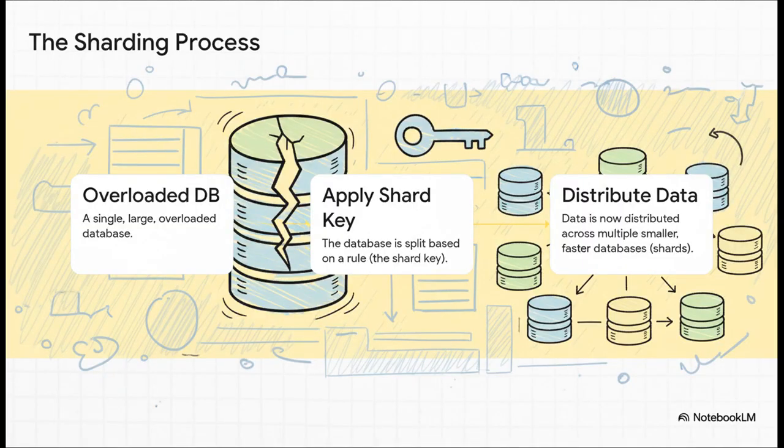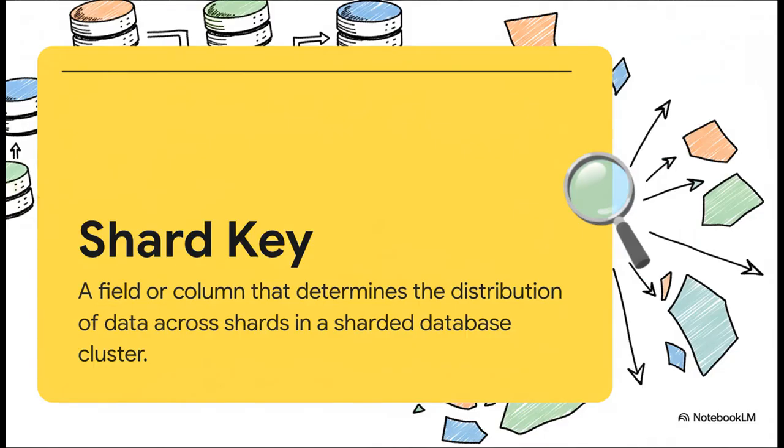And this shows the process perfectly. You start with one big monolithic database that's getting overloaded. Then you apply a logical rule to split it apart. And what's the result? Well, your data is now spread across multiple smaller and much faster databases that we call shards. Each shard is only handling a small piece of the puzzle, so queries are faster and the whole system can handle way more traffic. It's a game changer. Now, the most crucial part of this whole thing is that rule we just mentioned.